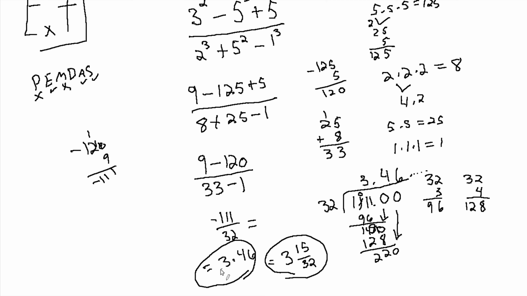The value should be negative. That was a mistake of mine. We'll put that negative in there. So you can have either negative 111 over 32 or negative 3.46 or negative 3 and 15/32. Either way you want to write it, it's all equal.